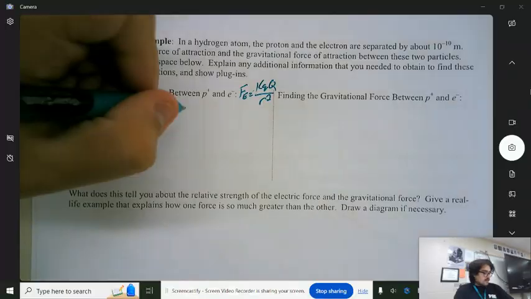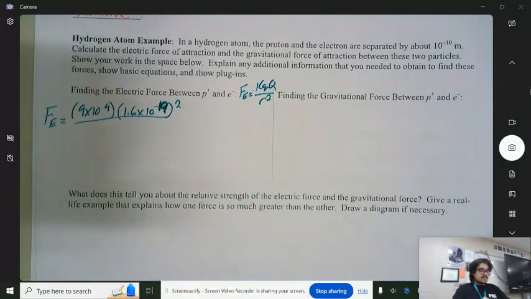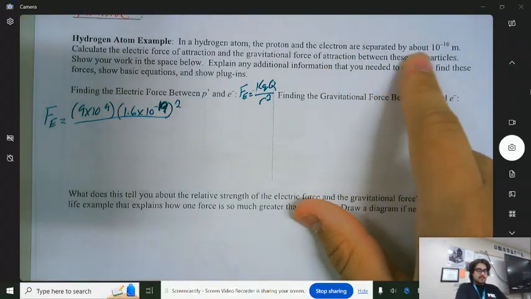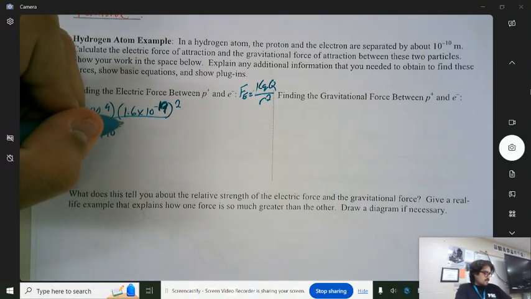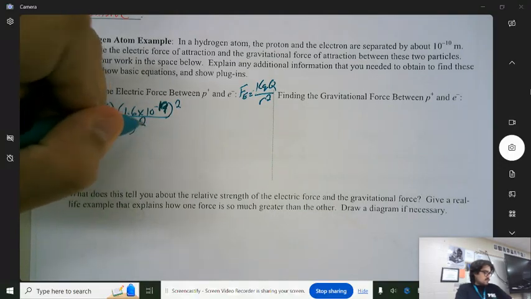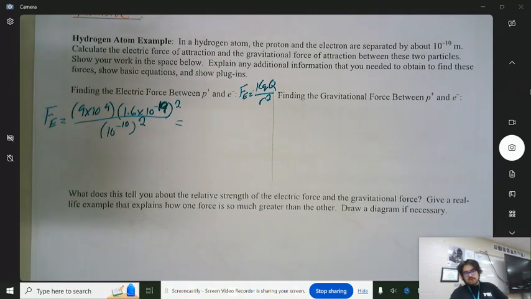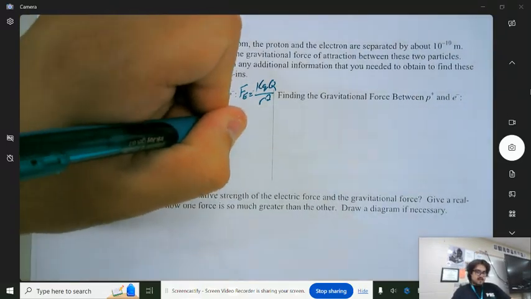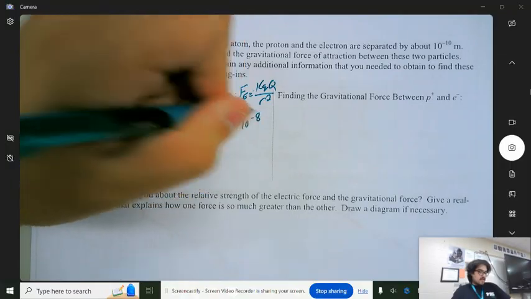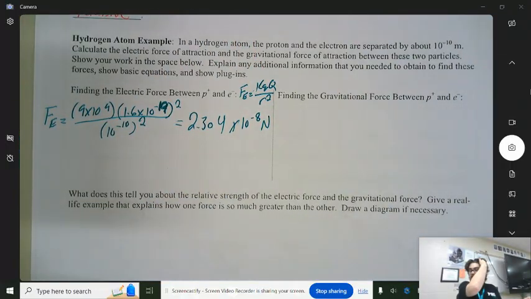So 10 to the negative 19th is squared. Then we take the distance between the two. It says they're separated by about 10 to the negative 10 meters, so we'll do 10 to the negative 10 meters squared. You'd have to punch that into your calculator, but you should get about 2.304 times 10 to the negative 8th.